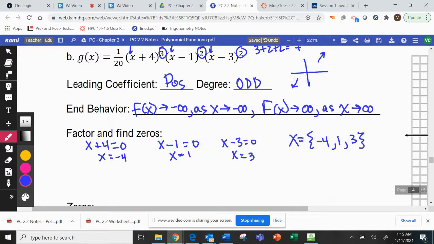Now, if we were talking about multiplicity, there would be a multiplicity of 3 of those. There would be a multiplicity of 2 of those. And there would be a multiplicity of 2 of those.